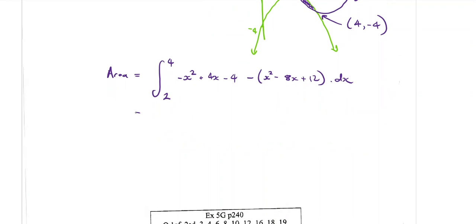Okay, let's do that and collect at the same time because we're probably running out of room. I know I am. So we have minus x squared minus another x squared. So negative 2x squared. Then we've got 4x, expand that minus into there, will be a plus 8x. So 4 plus 8 makes 12 x's. And finally, the minus 4, minus comes in again to make a minus 12. Minus 4 minus 12 is minus 16.